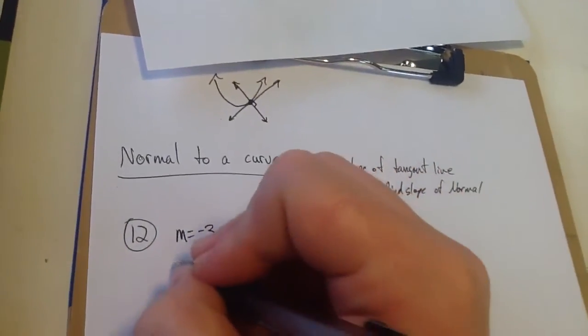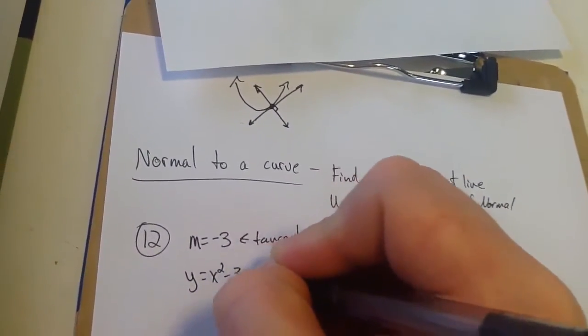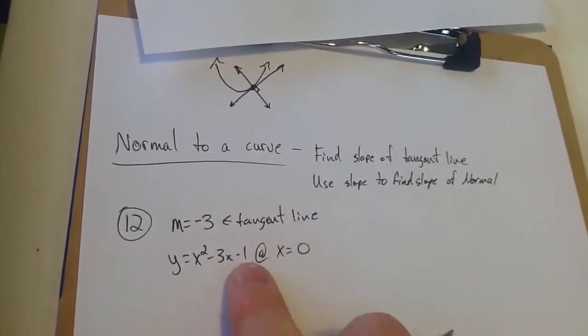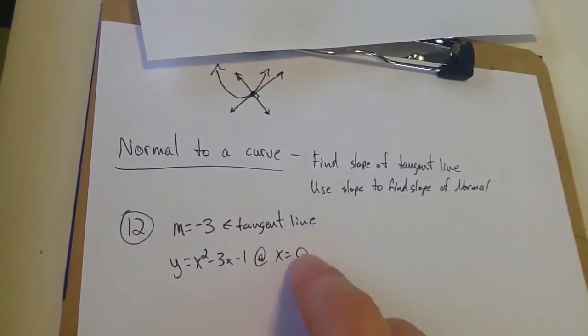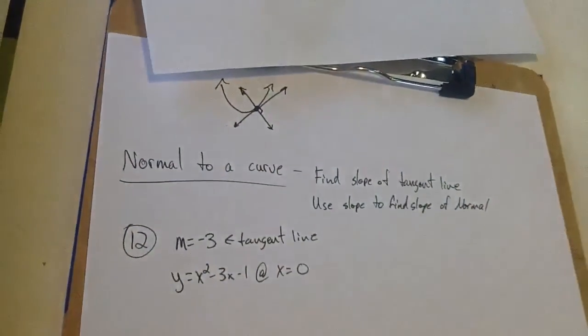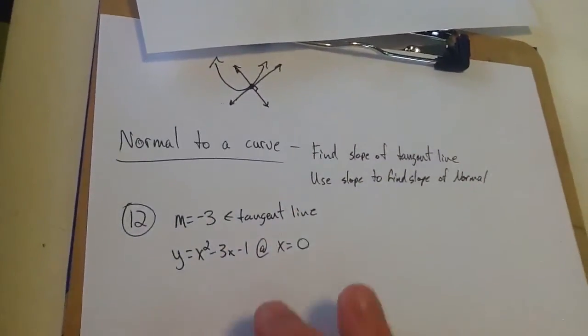And let's see, our function was, can't remember, x squared minus 3x minus 1. And we were doing this at the point x equals 0. So we had that parabola, and at that point, our tangent line slope was -3. We already did all that work. So finding the slope of the normal is easy, right?